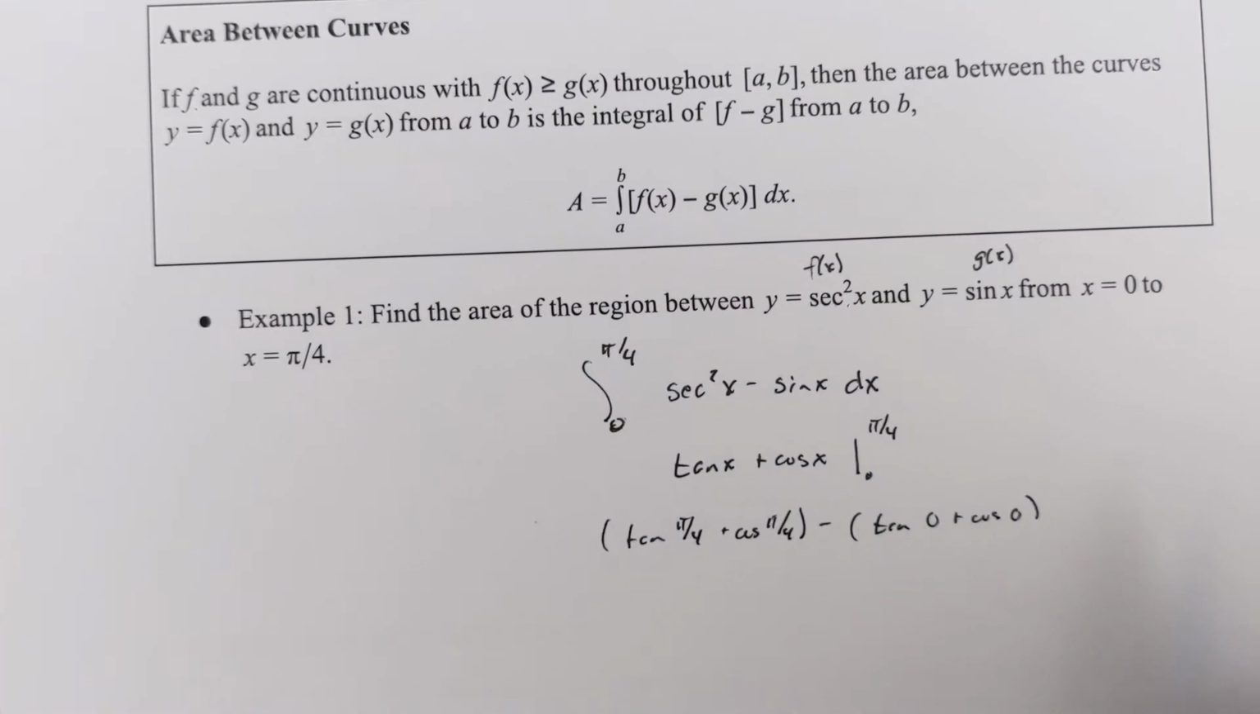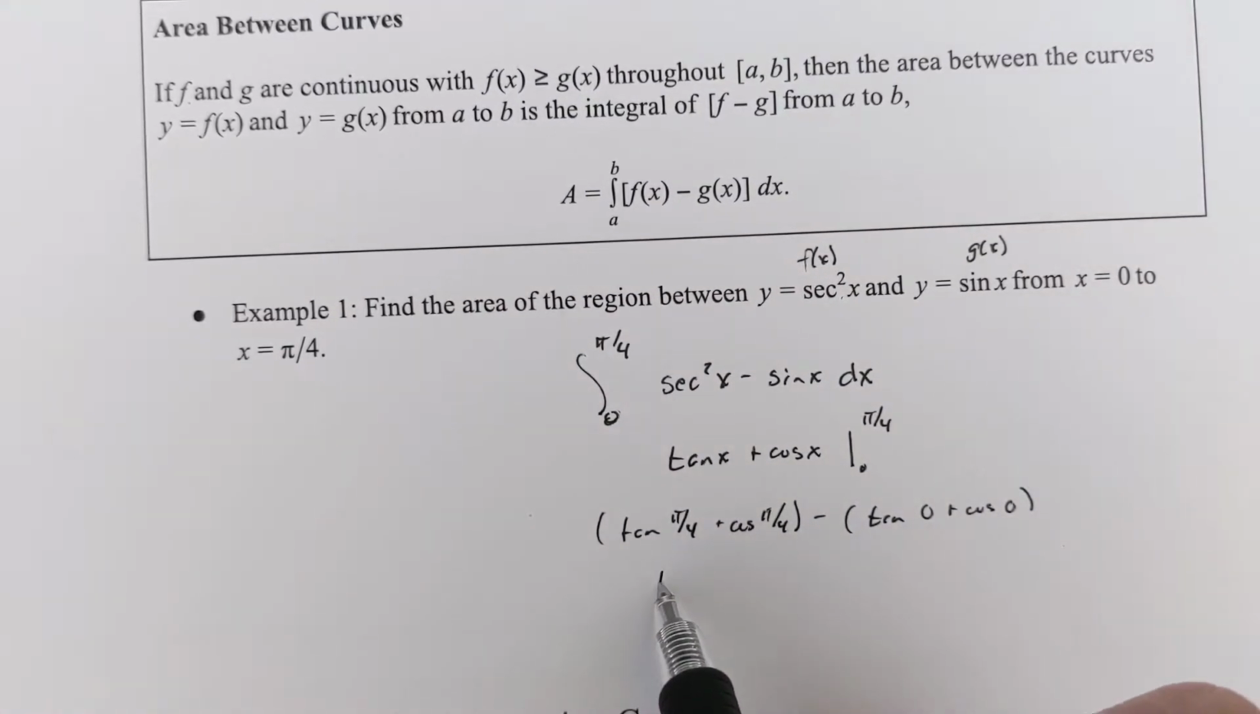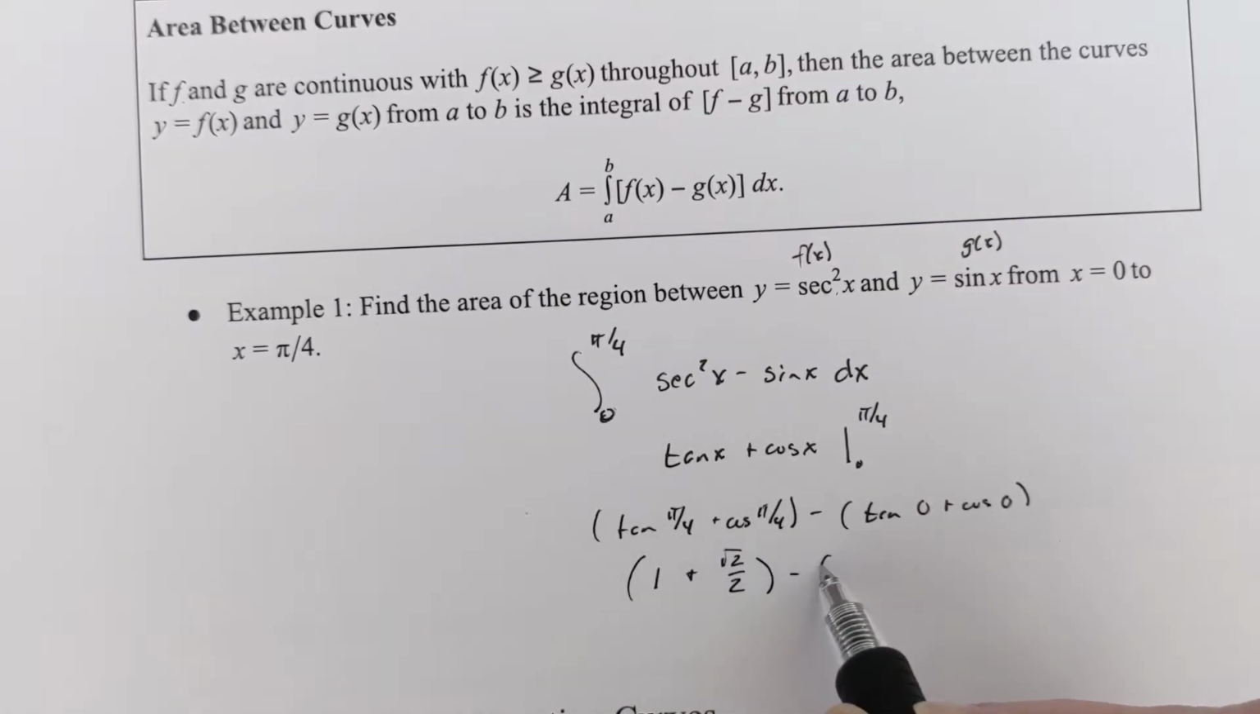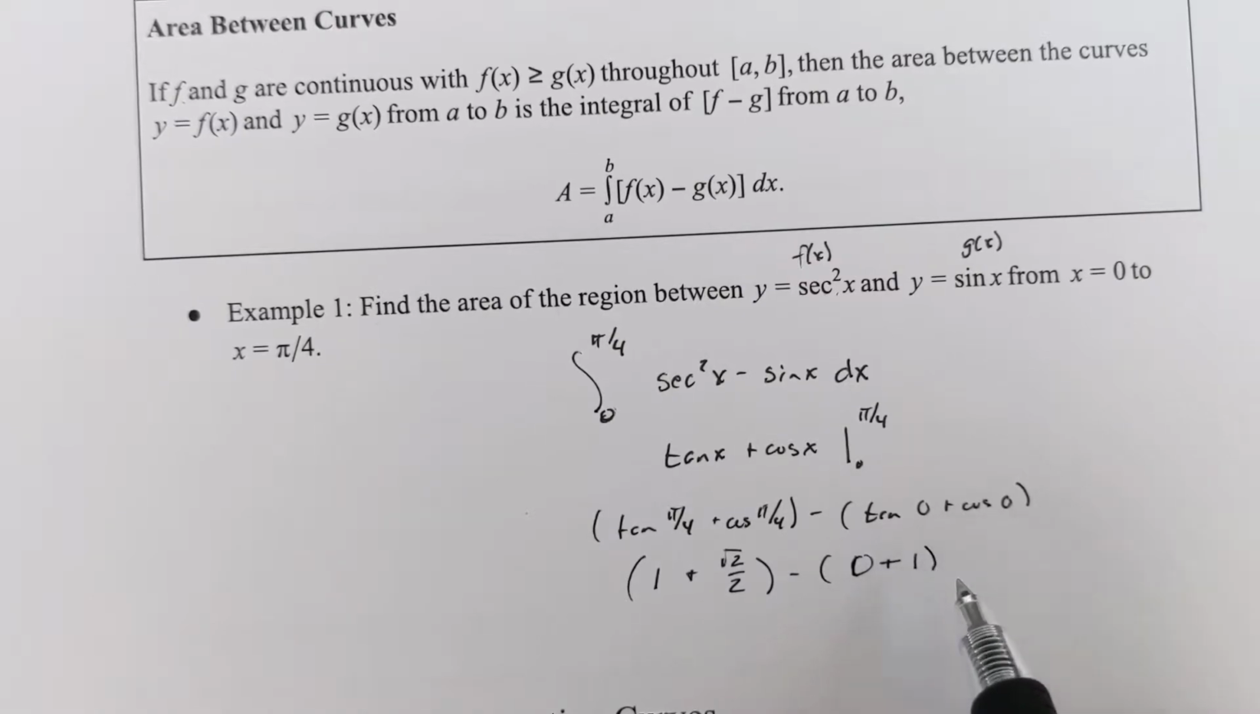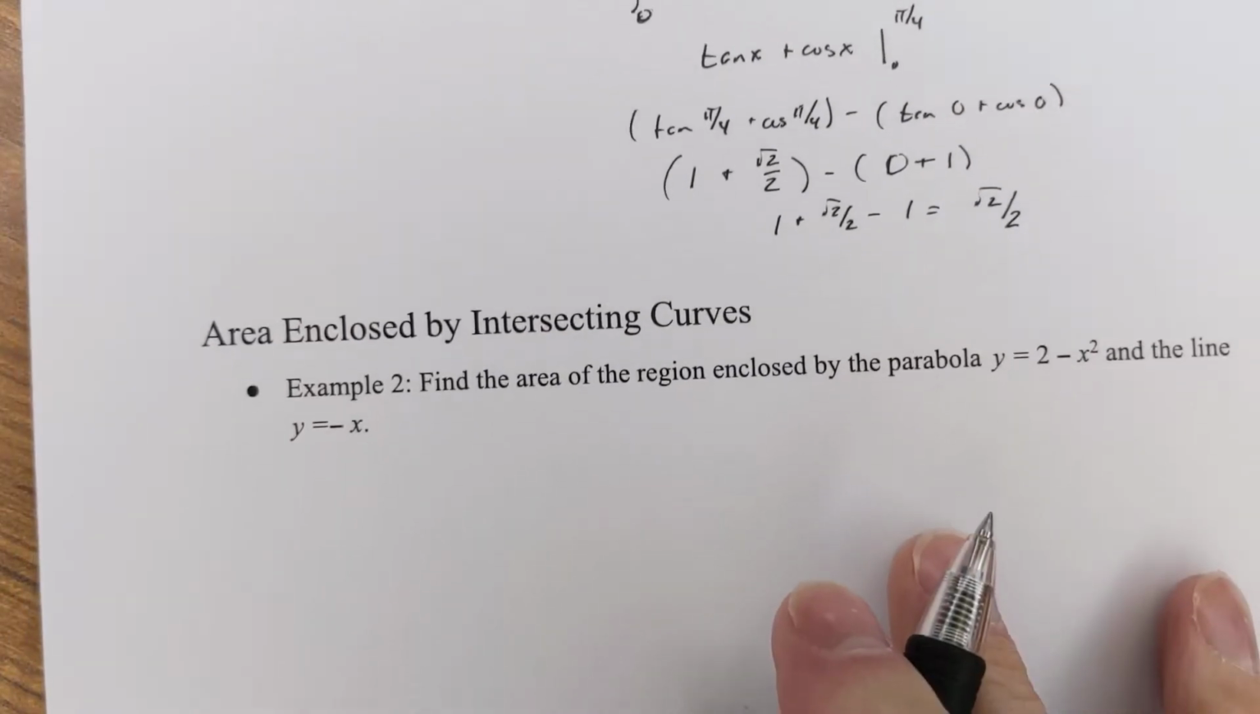And we work all this out. This is 1 plus root 2 over 2 minus 0 plus 1. So this is 1 plus root 2 over 2 minus 1, or just root 2 over 2.